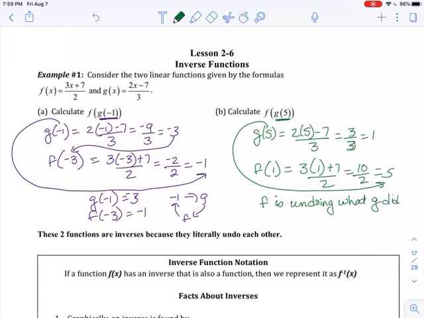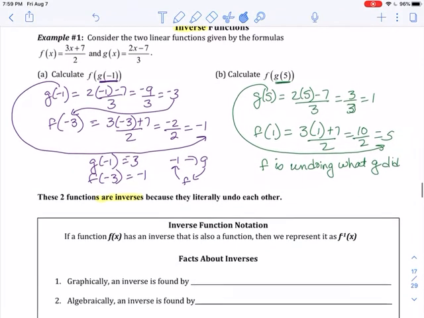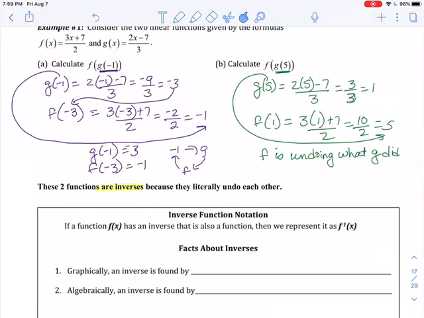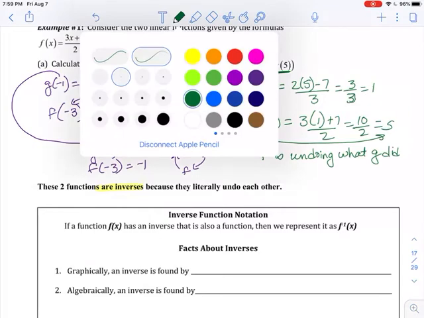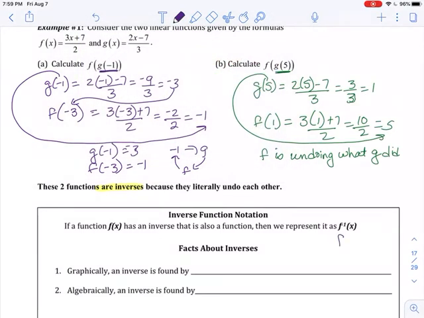These two functions are inverses, and this is what we're doing today. We're doing inverse functions. These two functions are inverses because they are literally undoing each other. What is an inverse function? If a function f of x has an inverse that is also a function, then we represent it as f negative 1 of x. And this is a little bit hard to see, so let me just write that for you. That's f to the negative 1 of x. That's how I represent the inverse.